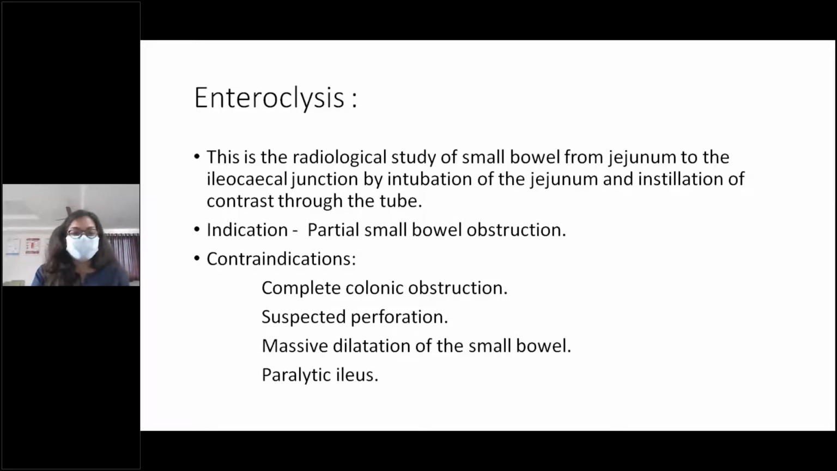Contraindications to the enteroclysis are complete colonic obstruction, suspected perforation, massive dilatation. Roll number 13, what are you doing? Complete colonic obstruction. If you suspect any perforation, enteroclysis is an absolute contraindication. If there is massive dilatation of the small bowel, it can lead to perforation if we do the process of the enteroclysis. So in that case also the enteroclysis is contraindicated, and in case of paralytic ileus, enteroclysis is contraindicated.